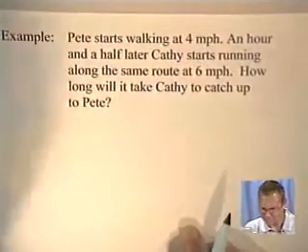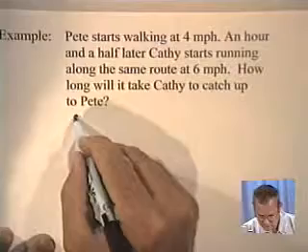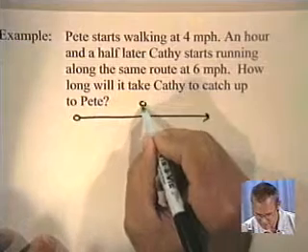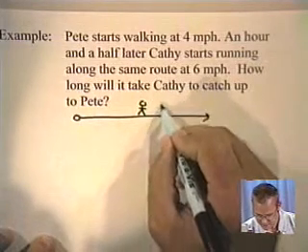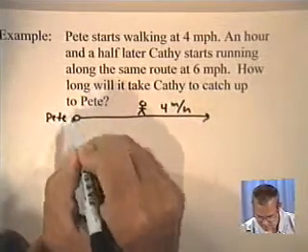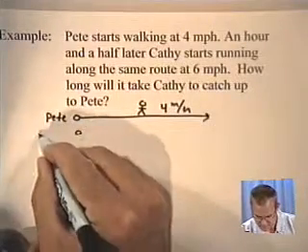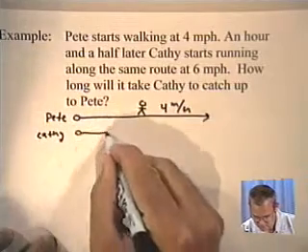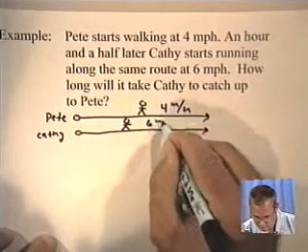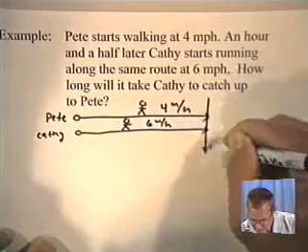Well, again, I'm going to try to draw some type of picture or diagram to help me figure out what's going on here. So let's say there's the starting point, and I have Pete walking along this path at 4 miles per hour. So this is Pete. Now Kathy is going to start running along the same path at 6 miles per hour. And we want to figure out how long is it going to take Kathy to catch up to Pete.